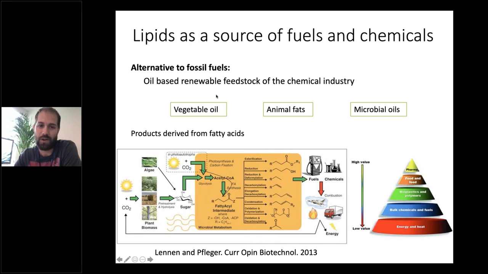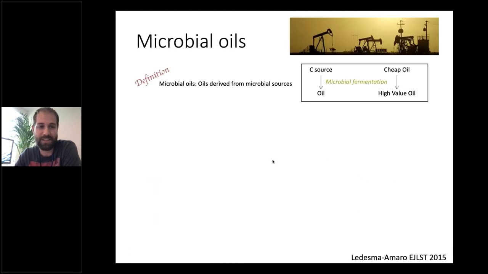All these oils or lipids are more sustainable than fossil fuels, and that's why there's interest in moving towards lipids-based chemistry. In particular, microbial oils have some advantages. A microbial oil is basically an oil produced by a microbe by fermenting a specific carbon source or substrate and making this oil. This happens more efficiently in organisms called oleaginous. It can also happen by converting a cheap oil like waste cooking oil into a high value oil.